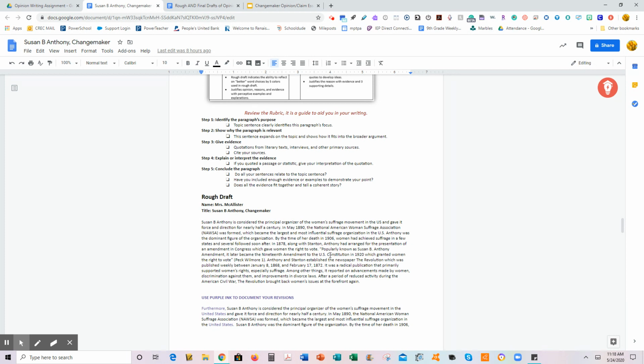In 1878, along with Stanton, Anthony had arranged for the presentation of an amendment in Congress which gave women the right to vote. Popularly known as Susan B. Anthony Amendment, it later became the 19th Amendment to the U.S. Constitution in 1920, which granted women the right to vote.